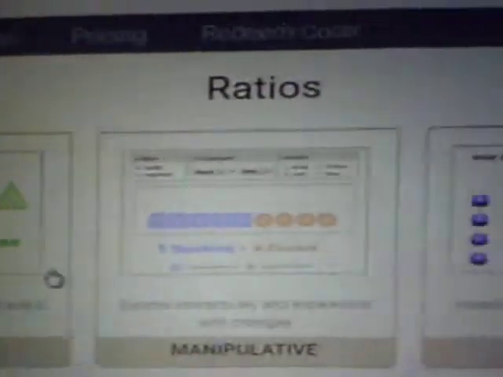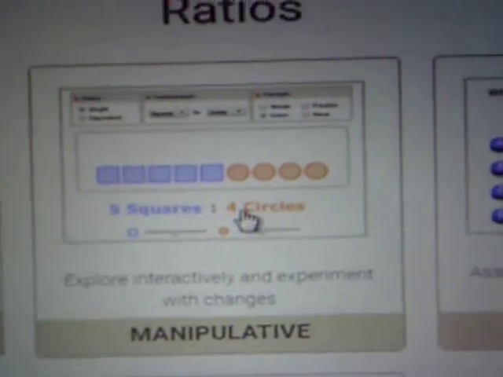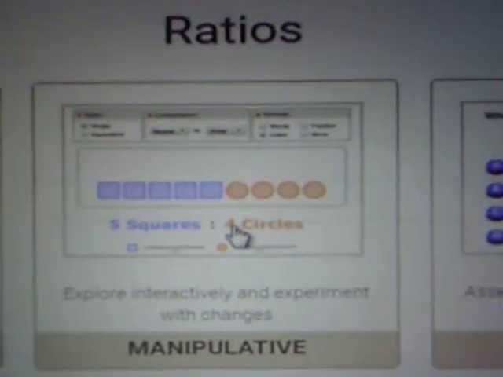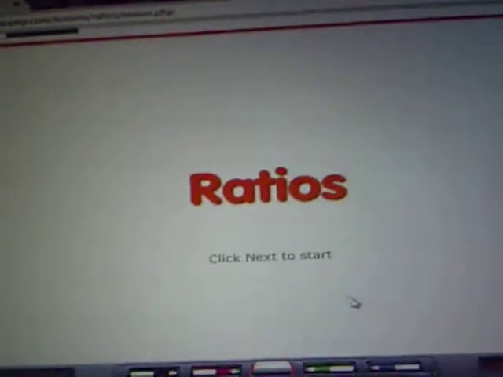Each lesson that you click on has a lesson, a manipulative, which is a little model you can play around with, some practice questions based on the lesson, some word problems, and a challenge section. But right now we're going to focus for this video on the lesson. This lesson's about ratios.